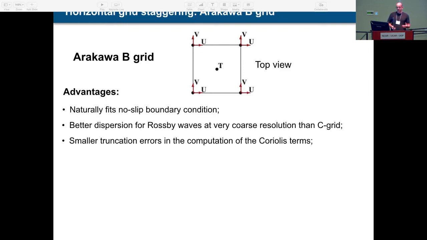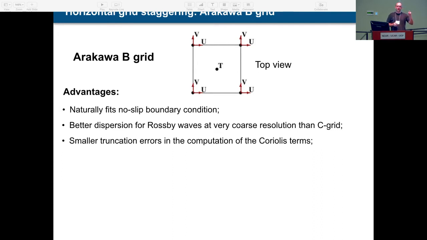And the advantage of this grid is that it naturally fits the no-slip boundary conditions. So with U and V on the same point, it is easy to say, oh, this is land, so it's supposed to be 0. So imposing the no-slip boundary condition is easier on this grid. It has a better dispersion of the Rossby waves at coarse resolution. So again, those paleo type simulations that have very coarse resolution, 3 degrees or so, the B grid has an advantage over other grids. And it also has smaller truncation errors in the computation of the Coriolis term.